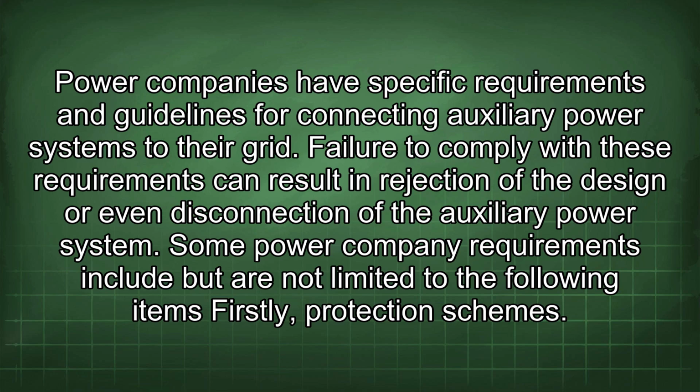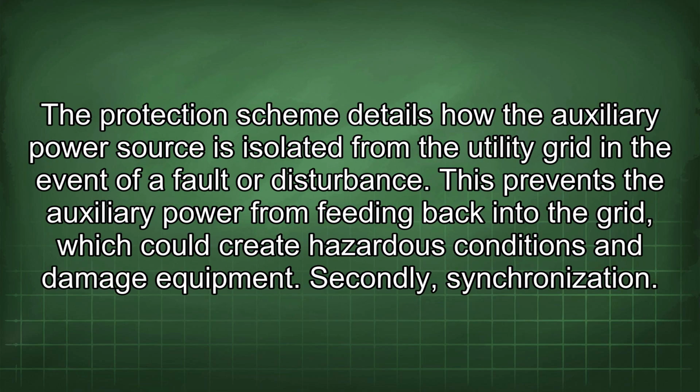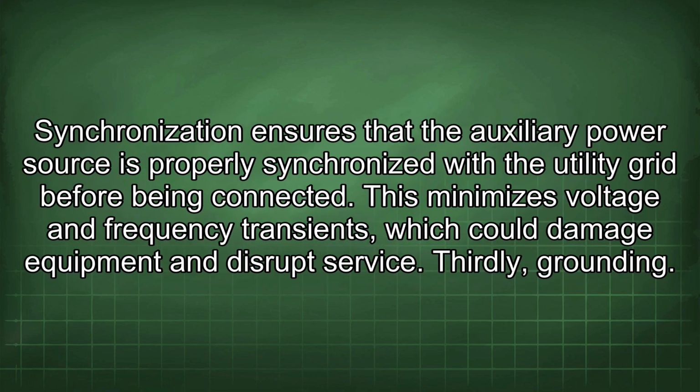Firstly, protection schemes. The protection scheme details how the auxiliary power source is isolated from the utility grid in the event of a fault or disturbance. This prevents the auxiliary power from feeding back into the grid, which could create hazardous conditions and damage equipment. Secondly, synchronization. Synchronization ensures that the auxiliary power source is properly synchronized with the utility grid before being connected. This minimizes voltage and frequency transients, which could damage equipment and disrupt service.